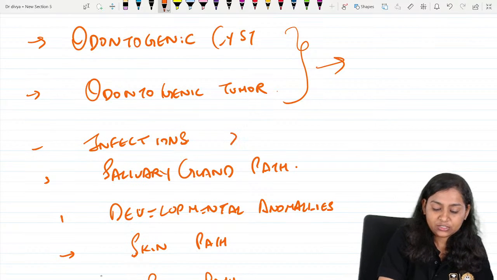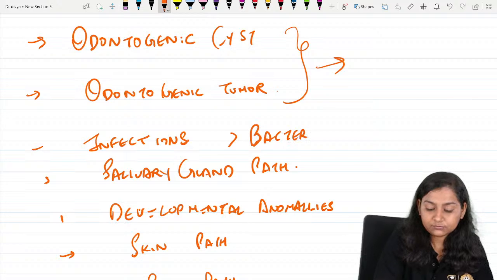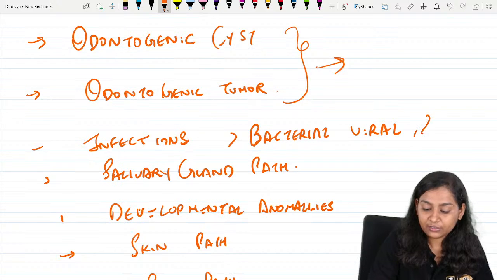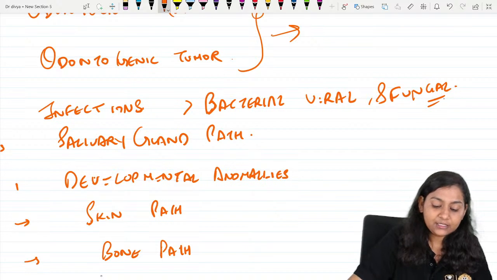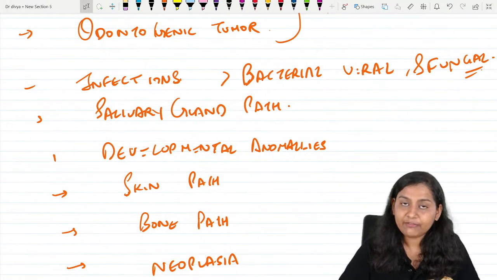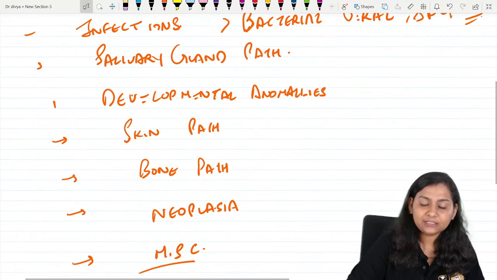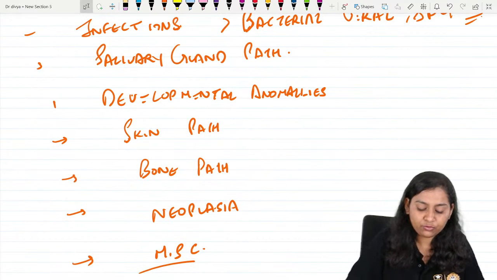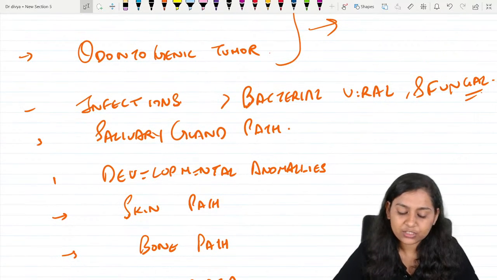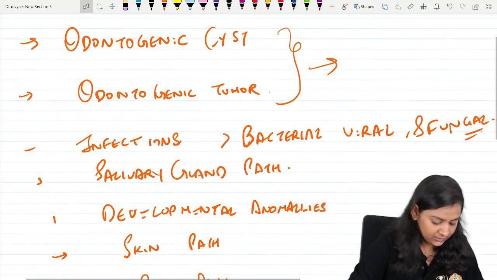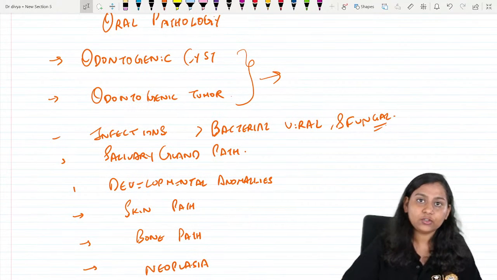Infections. So in infections, we have bacterial, viral, and fungal. Now, infections you will be covering in detail in your microbiology class. Then salivary gland pathology, developmental anomalies, skin pathology, bone pathology, neoplasia, and a few miscellaneous topics. Okay, so we will go in this order. First, we will cover odontogenic cyst. Okay, so should we start odontogenic cyst?